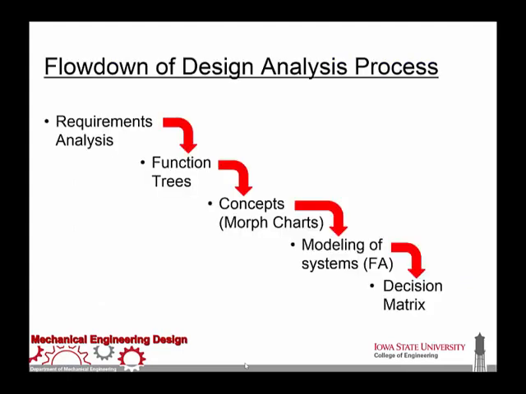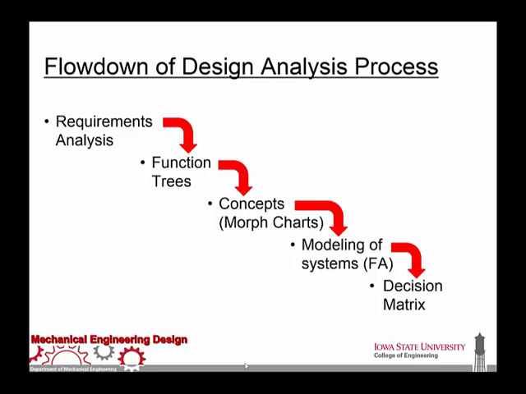So the flow down of the process, put together requirements, that is looking at the qualitative requests that the customers made, turn that into quantitative parameters that we can design to, engineering specifications. From there, we want to take and define those specifications into actions and do that through creating a function tree, which then would help us to develop concepts utilizing morphological charts.